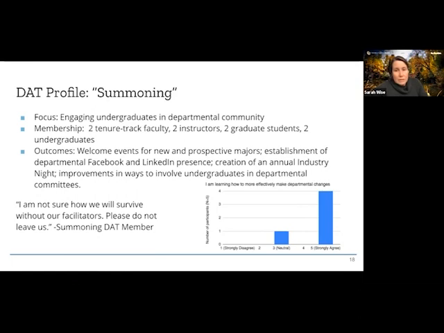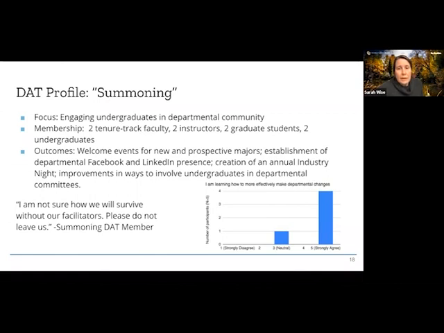There were welcome events, but the biggest thing that they did, and they have continued to do annually, is an industry night where they invite people from the different national labs around the area, as well as other companies, to come and collect resumes, as well as meet the students that are looking for jobs.